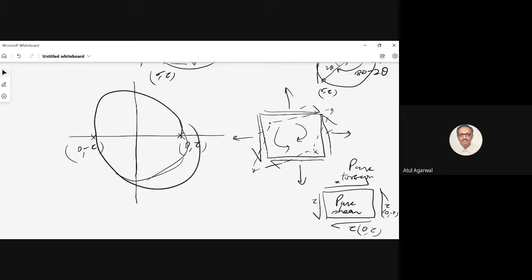I think I made a mistake. 0, tau will be here and 0, minus tau will be here. All right, Kevalish? Yes, sir. So if you draw a Mohr circle, here you are having tau and you are having minus tau. So you see this is maximum principal stress and this is called minimum principal stress.